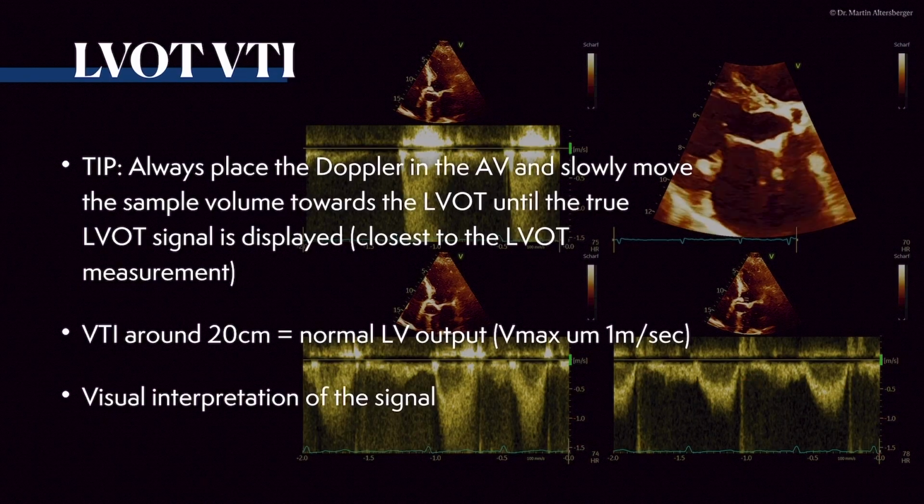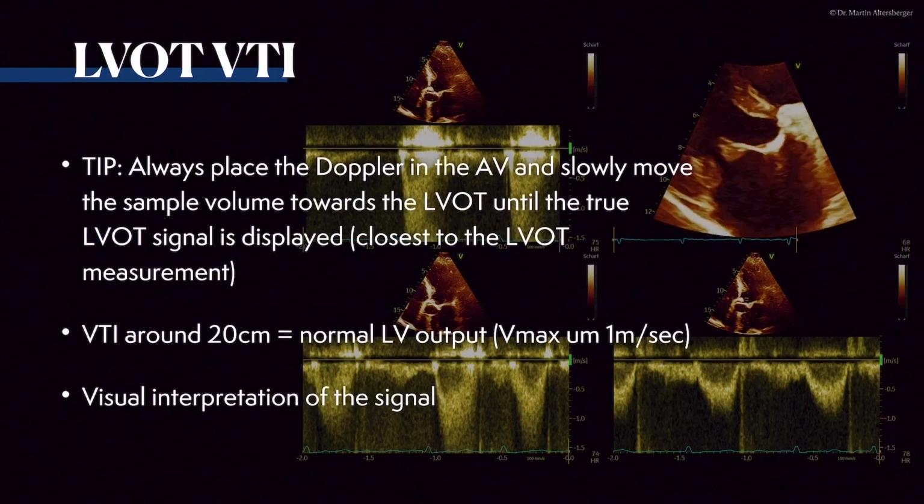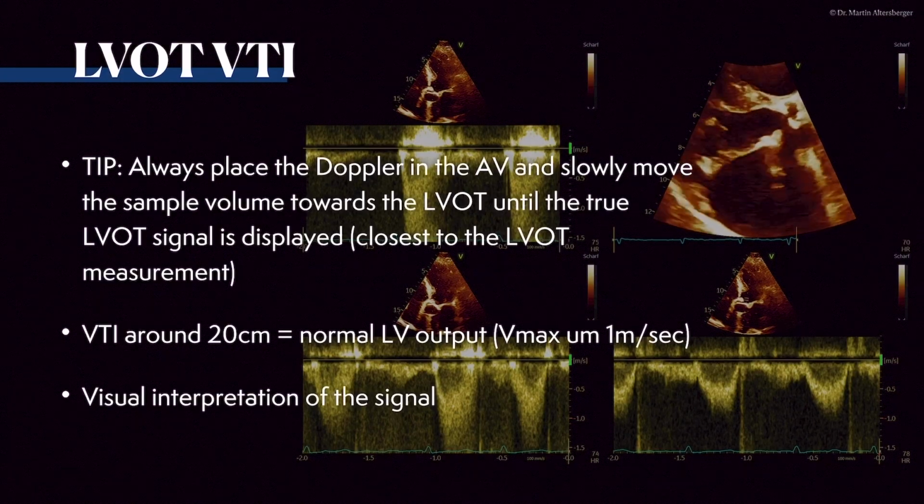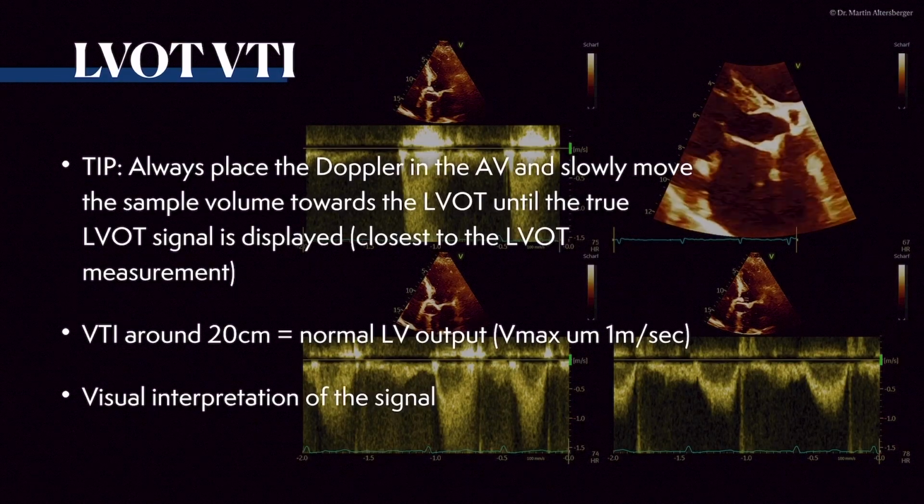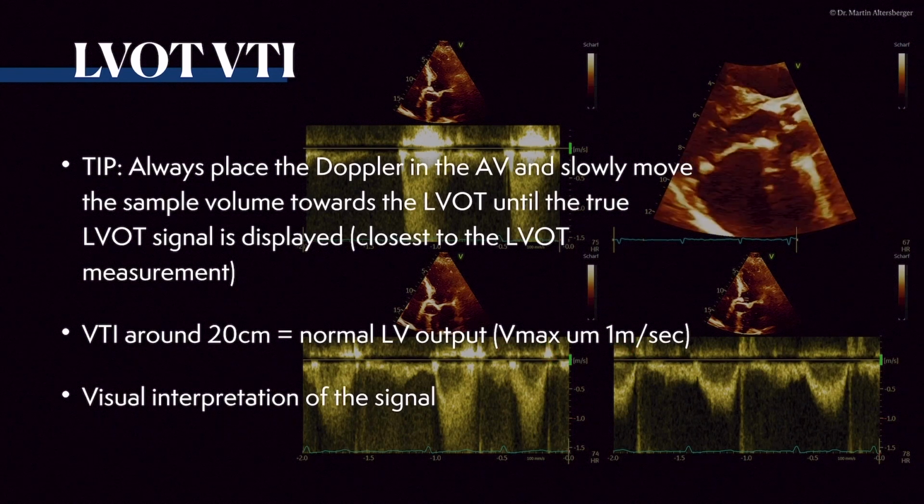And here you have the LVOT signal, whereas here you are still in the area of the aortic valve. The VTI, on the other hand, should be around 20 centimeters for the RV outflow and the left ventricular outflow. So the VTI of the left ventricle, the LVOT signal, and the VTI of the RVOT signal. 20 centimeters is in the range of normal. The maximum velocity should be around 1 meter per second.